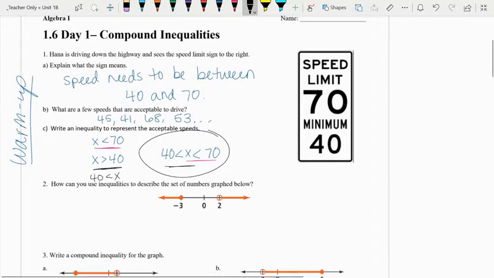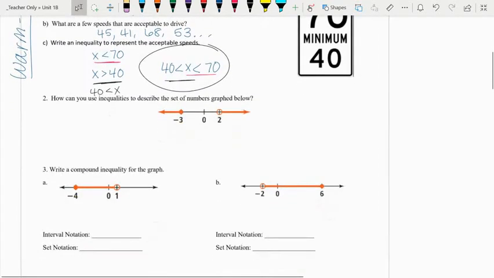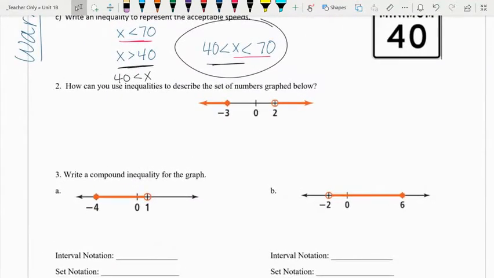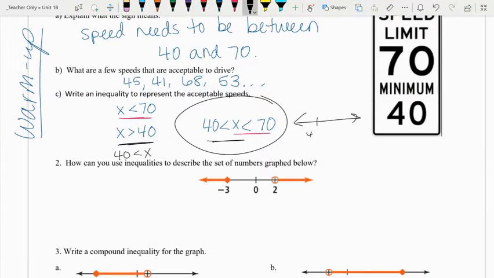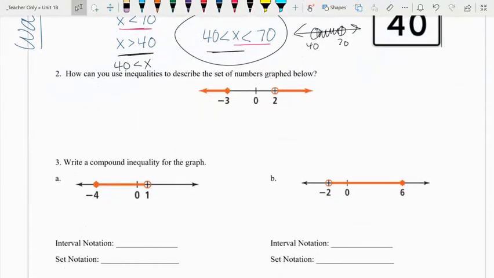On number two, it says, how can you use inequalities to describe the set of numbers graphed below? If we're looking at 2, you have two separate ones here. For the last one, on the graph it would be 40 and 70, and you would be going in between them. But now it's not between them, so you can't use the betweenness that we just talked about. On this one, we have to set up two different ones. On the left here, x would be less than -3. On the right over here, x is going to be greater than 2.